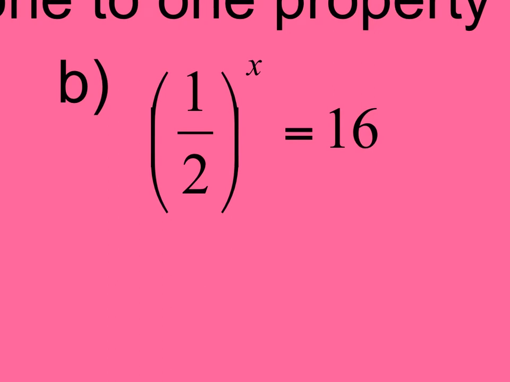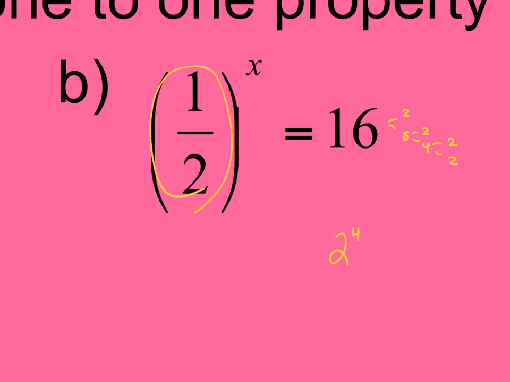Okay, B, I got 1/2 on the left-hand side, I got 16 on the right-hand side. What can I do to make them the same base? Because there's more than one answer to this. What is 16 as a power of 2? This would be 2 and 8, right? 2 and 4, 2 and 2. How many 2's are there? 4. So this is 2 to the 4th.